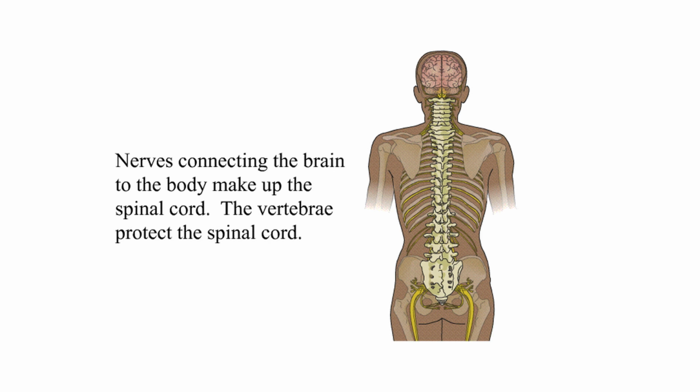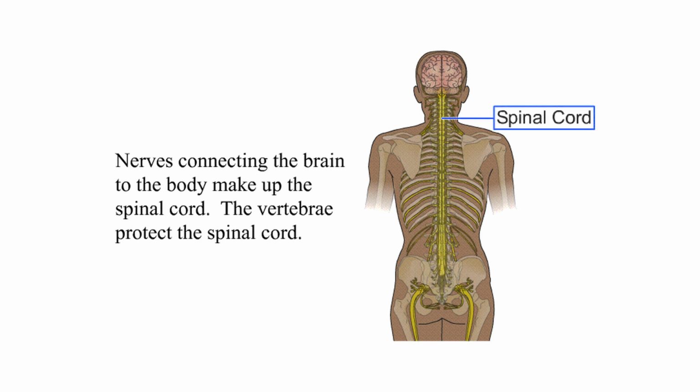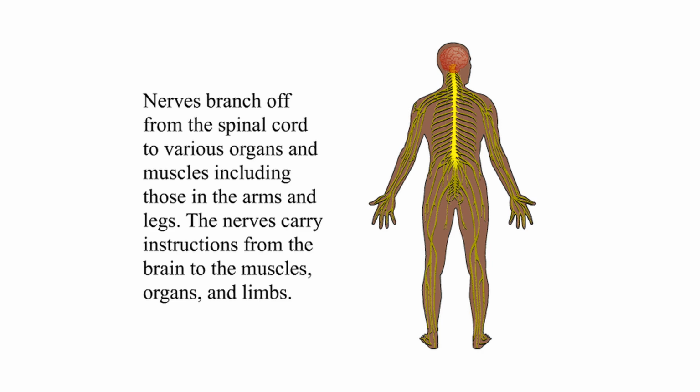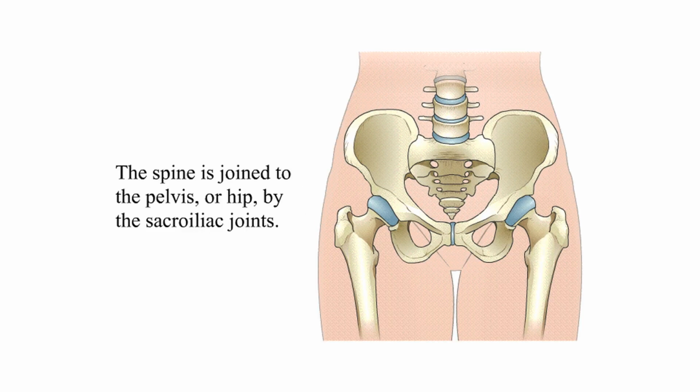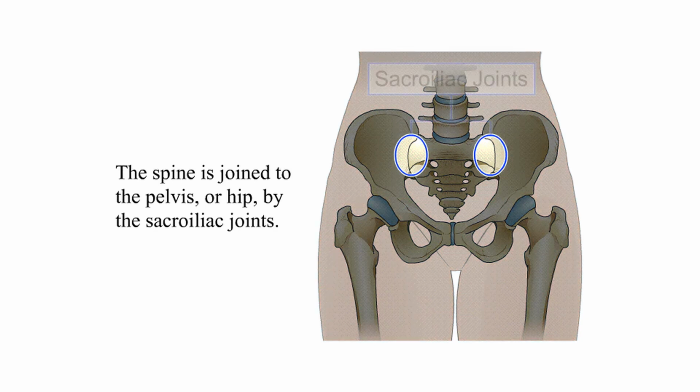Nerves connecting the brain to the body make up the spinal cord. The vertebrae protect the spinal cord. Nerves branch off from the spinal cord to various organs and muscles, including those in the arms and legs. The nerves carry instructions from the brain to the muscles, organs, and limbs. The nerves also carry sensations such as pain from different parts of the body to the brain. The spine is joined to the pelvis or hip by the sacroiliac joints.